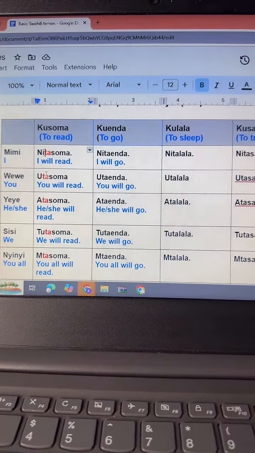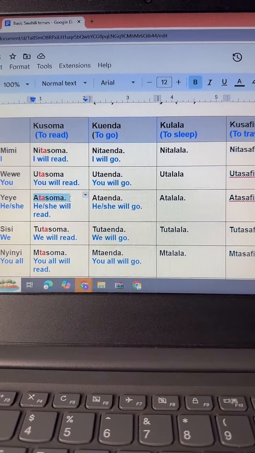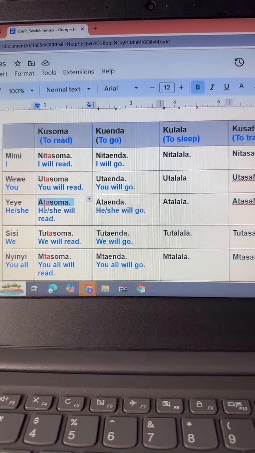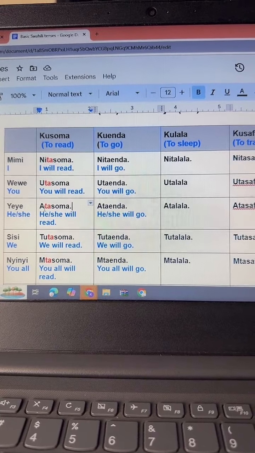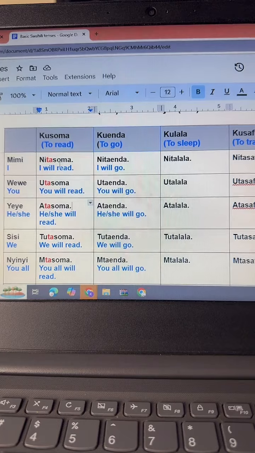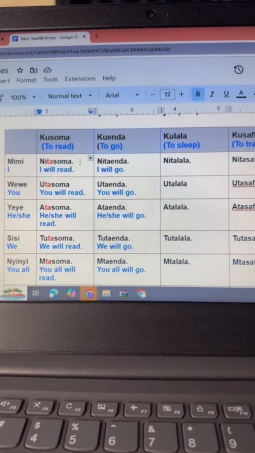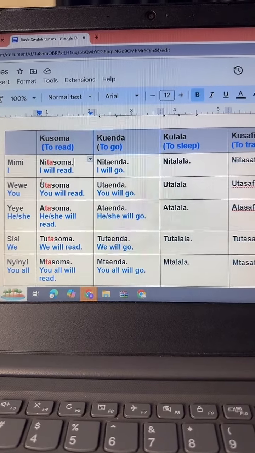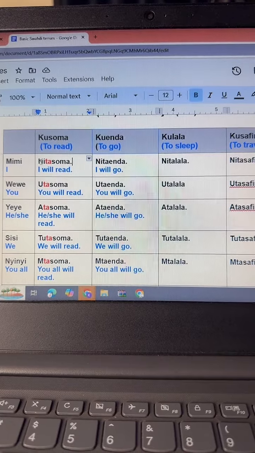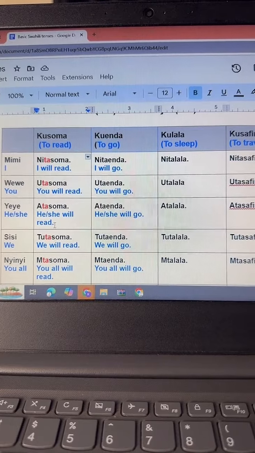Normally, I hear students saying mimi, and they use this atasoma. Mimi atasoma. It's actually Swahili from another planet. It's not the Swahili we know. Mimi atasoma is very wrong. It's mimi nitasoma. Or wewe nitasoma, that is not correct. Wewe utasoma. So just learn how you can use these pronouns correctly, and your Swahili will be perfect.